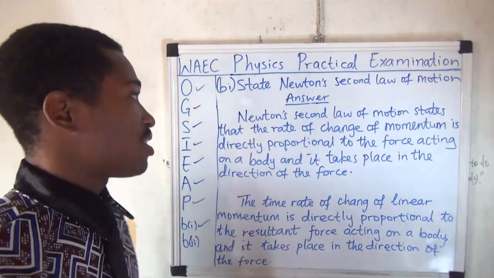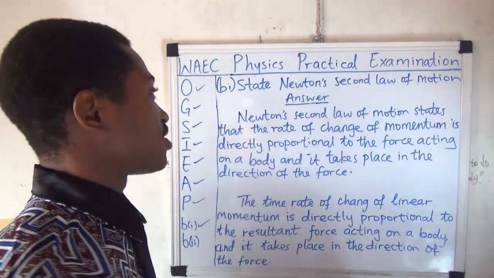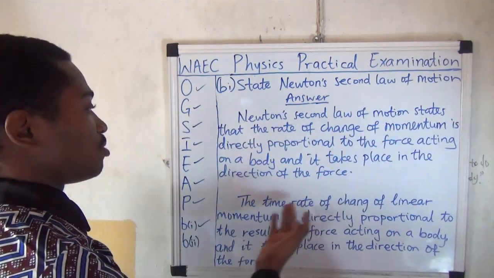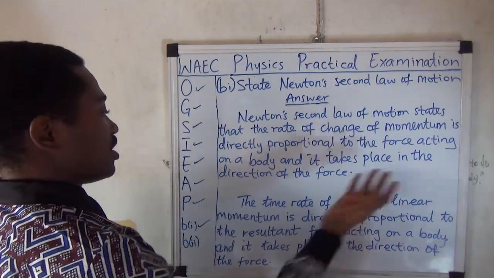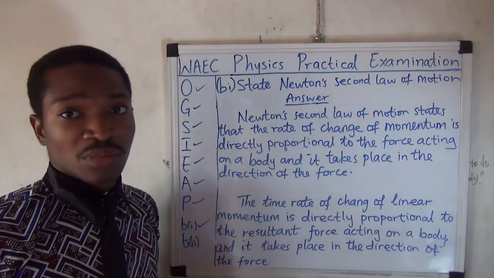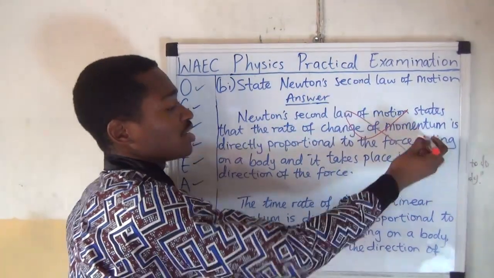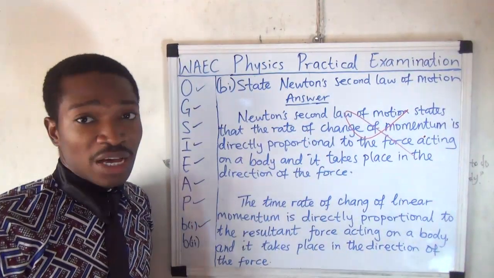Let us assume you were asked to state Newton's second law of motion, and you proceeded to say, "Newton's second law of motion states that the rate of change of momentum is directly proportional to the force acting on a body and takes place in the direction of the force." This is the definition in many people's memory. Many people have memorized this definition, but it's actually very wrong because it does not capture the formula that this definition brings to mind.